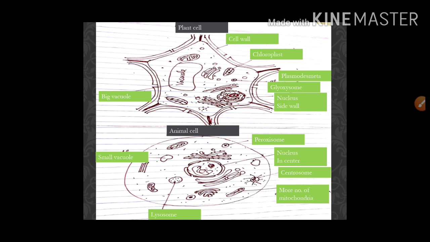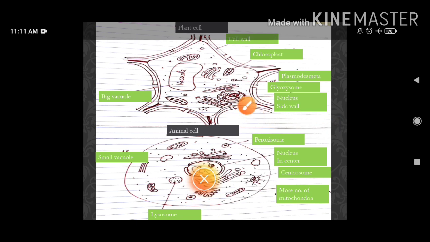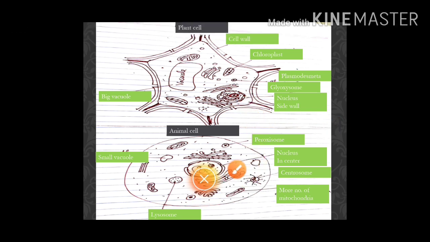Then nucleus, the position of nucleus is at the side in the plant cell. Here you can see side, and here we have it in the center. Now centrosome is present only in animal cell, it is not present in plant cells, only in lower plants it is present. Then more number of mitochondria are there in animal cells, but in plant cells we have less number of mitochondria. Now in plant cell we have a large vacuole here, and in animal we have small vacuoles.